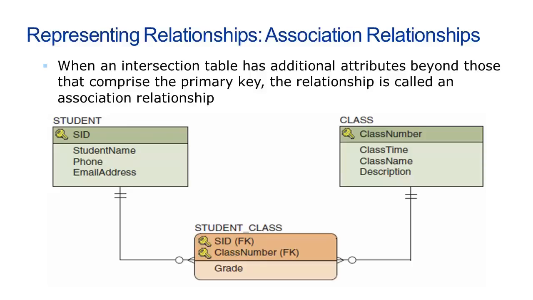Next, let's consider a type of intersection table known as an associative table or an associative entity. An associative entity is simply an intersection table which contains additional non-key attributes, and we call this an association relationship.